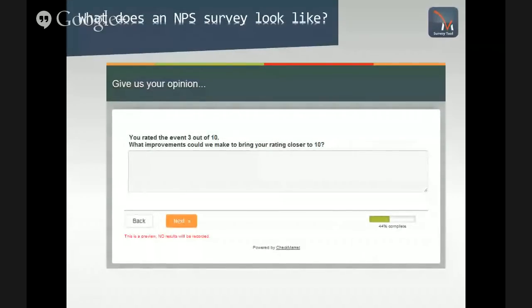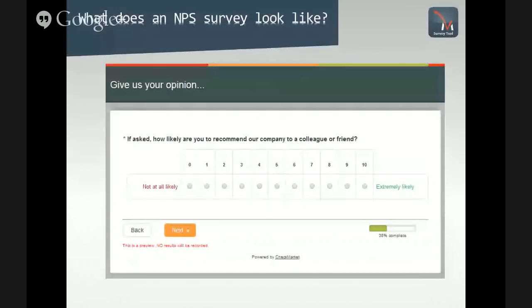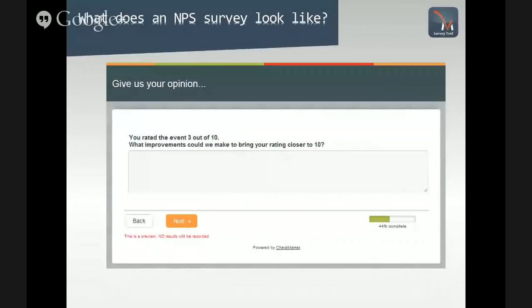Then here you've got that question. Depending on what their score is, you're going to want to actively ask, okay, you gave a score of, let's say, a 3. It says, what improvements could we make to get you back to a closer score? So that's the open question that I talked about earlier.